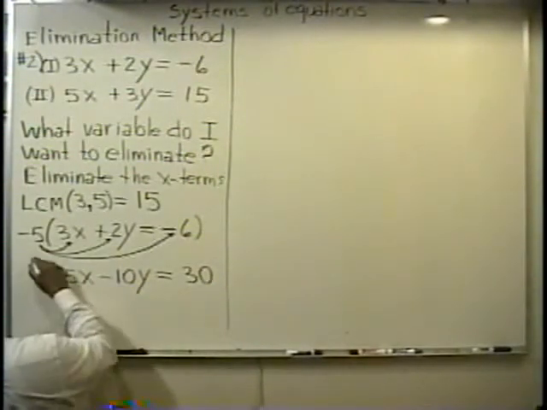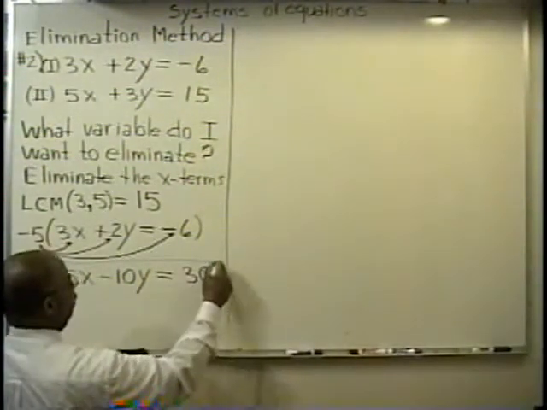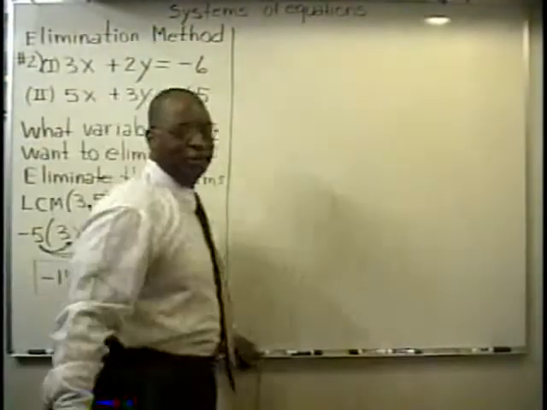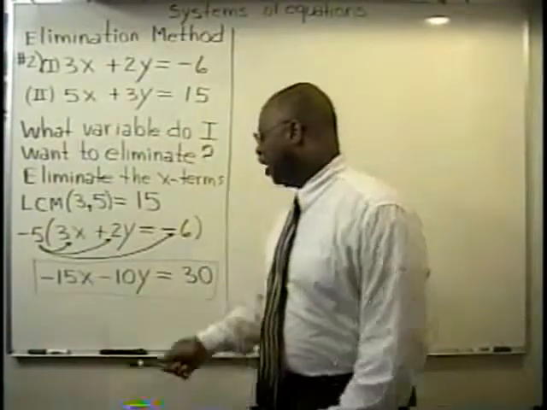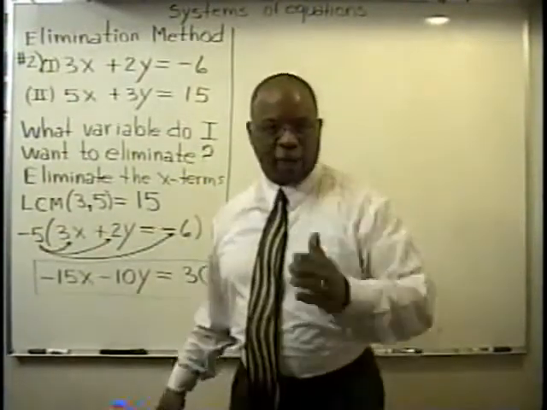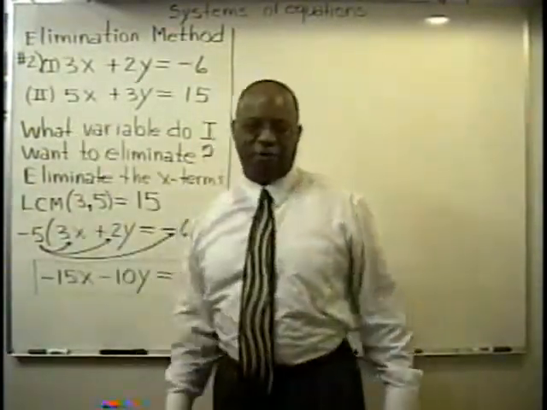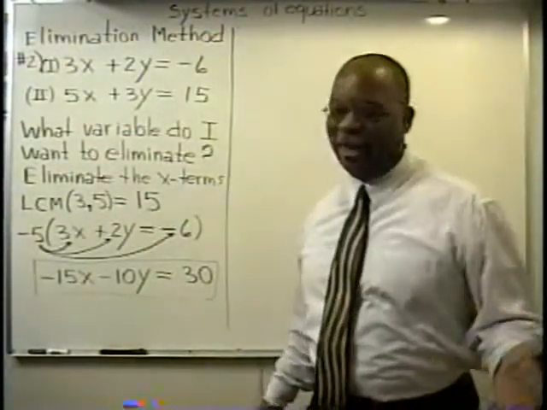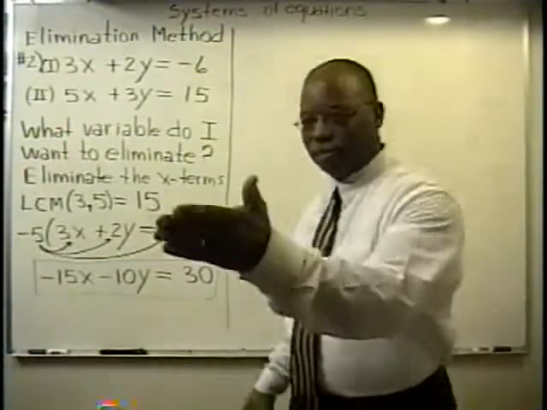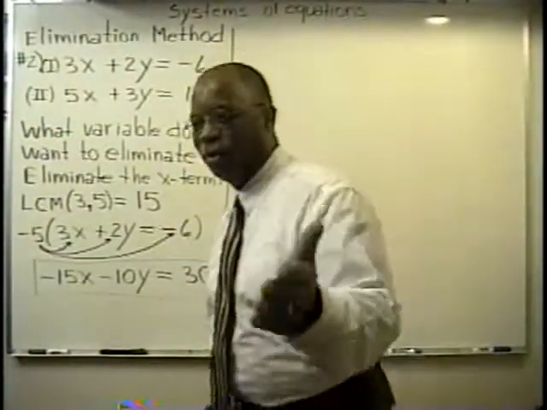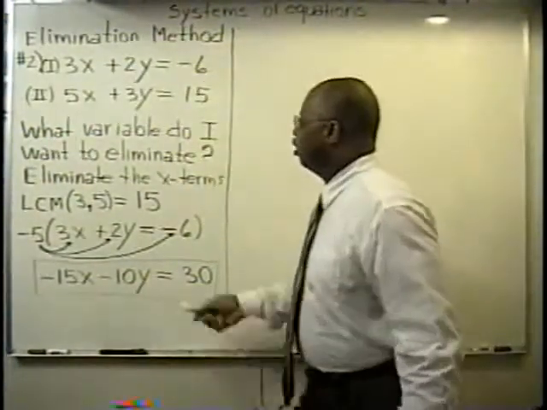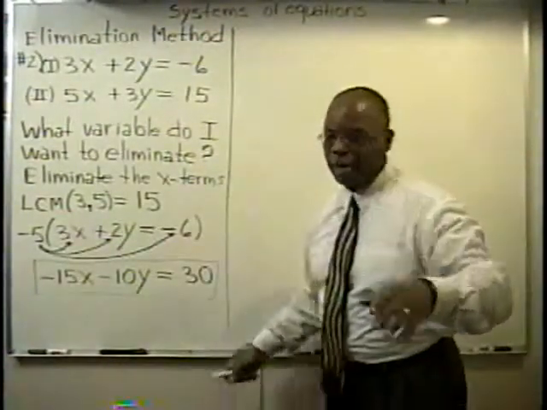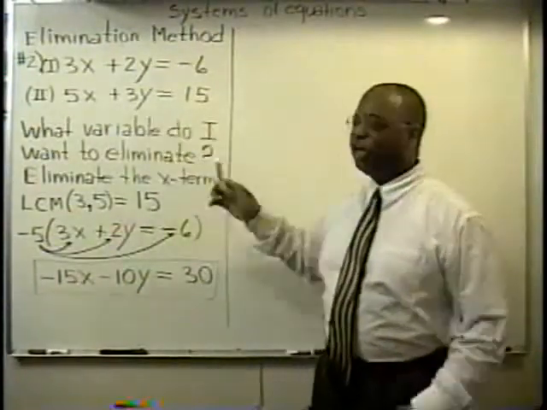Here it is. Let me highlight this in green. So now, that's a -15. My next question to you is, what times 5 is 15? So, yes, 3 times 5. That tells me I have to multiply the entire second equation by 3.